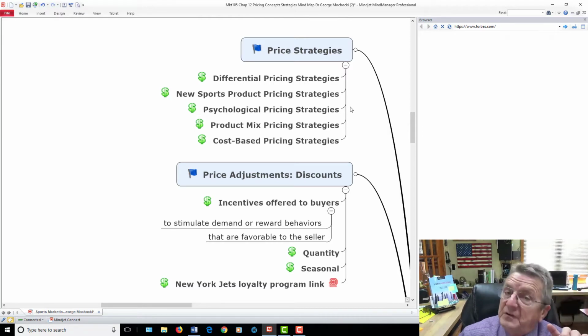Once it comes around 2, 3, 4 o'clock, when you start getting that nighttime crowd or the weekend, prices are higher. If you buy online, it's a little bit cheaper. If you buy there, it costs a bit more. Next, new sports product strategy, psychological pricing. Again, that's all it is for consumers. Then there's product mix pricing strategy.